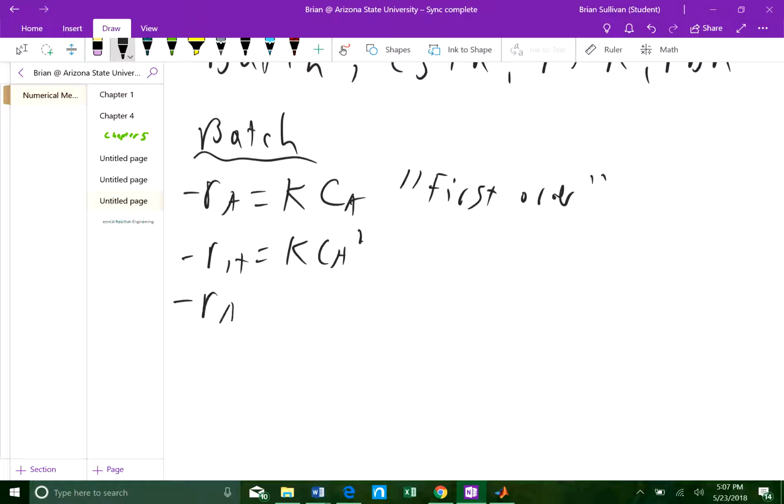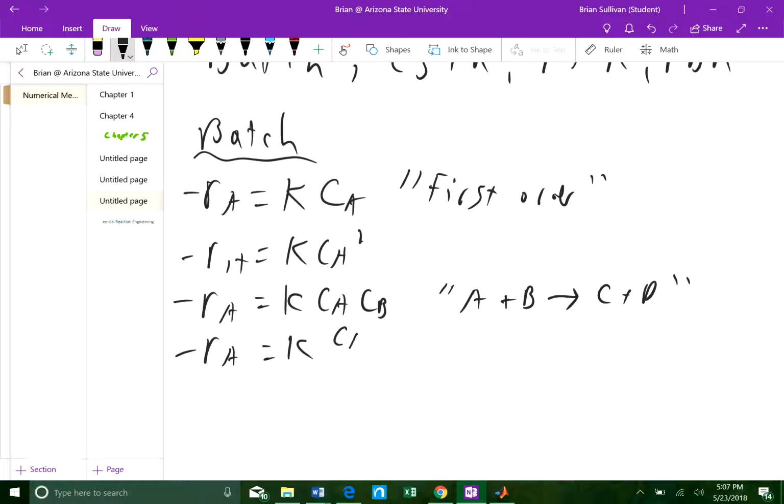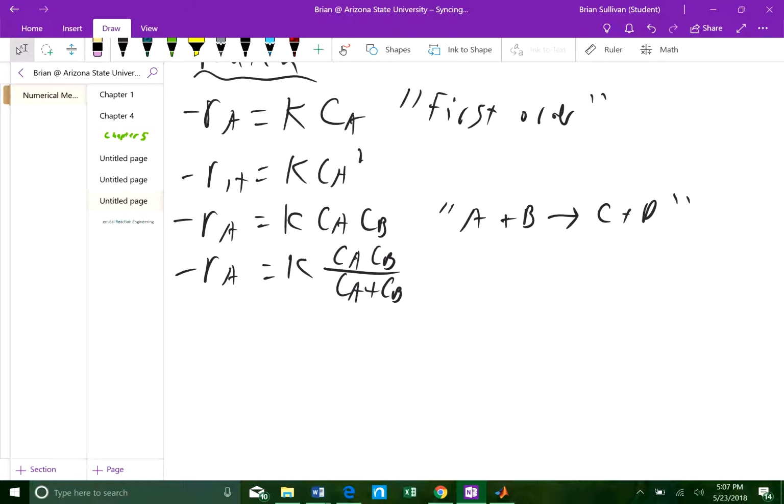You can be given kind of a mixed reaction rate, depending on if you have two reactants. In this case, let's put it like this: that'd be something like A plus B goes to form C plus D. You can be given a lot of weird stuff. You can be given, I don't know, something like this. I just made that up, but I've seen some stuff similar to that.